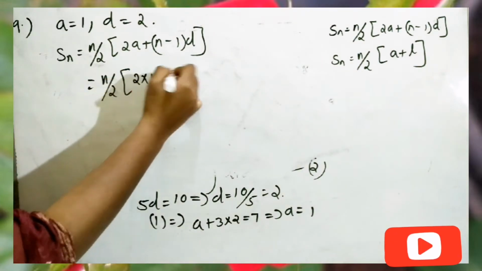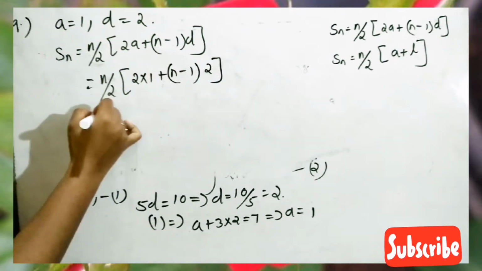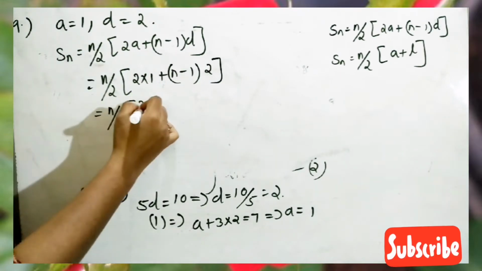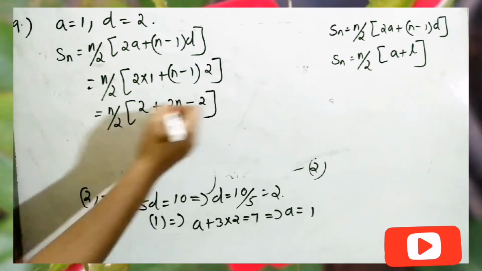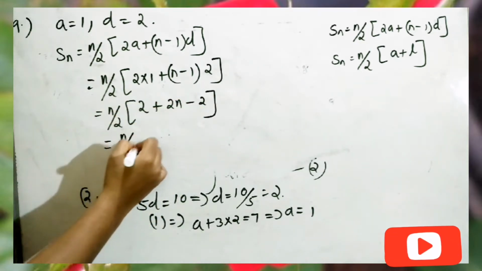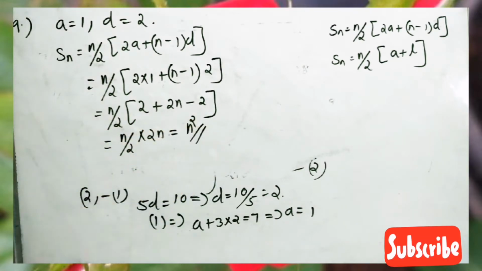n by 2 into 2 into 1 plus n minus 1 into 2 is equal to n by 2 into 2 plus, opening the bracket, 2n minus 2. Then the 2 and the minus 2 get cancelled. So n by 2 into 2n is equal to n square. The sum of first n terms is equal to n square.